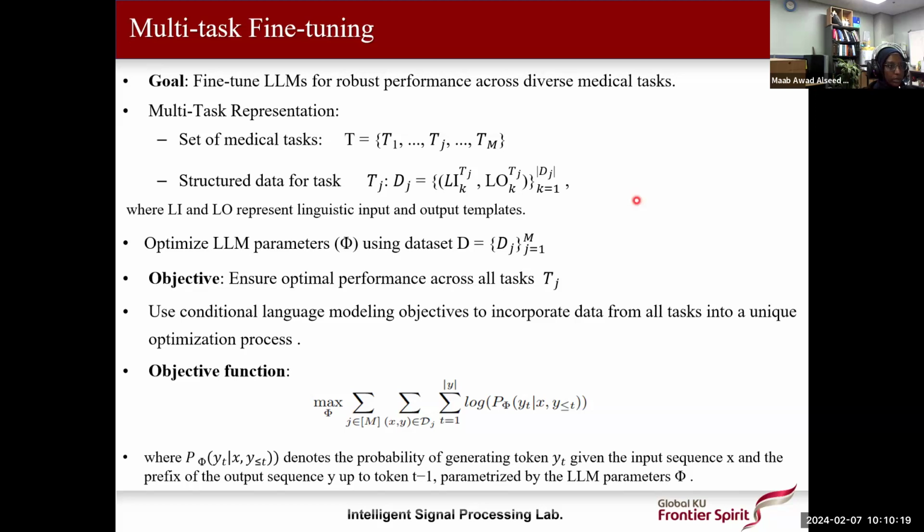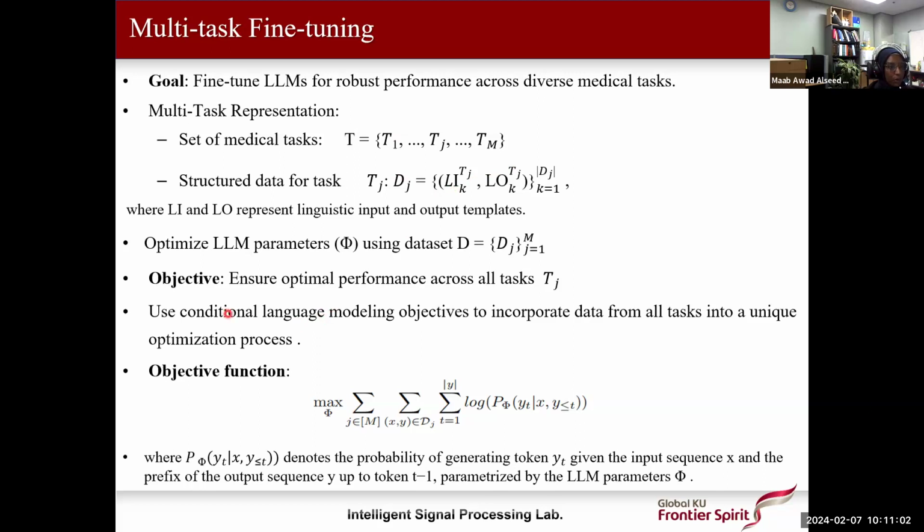So what if we want to use a large language model or fine-tune it for different medical tasks? Let us assume that we have a set of medical tasks, and for each medical task, we have a restructured dataset as here, compatible with the large language model format. So we need to optimize the parameters not only across one task dataset, but across all the datasets.